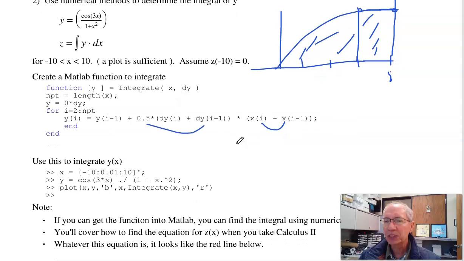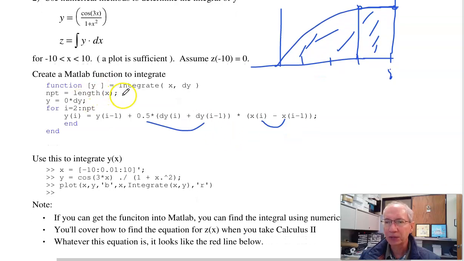What that means is once I have that function in Matlab, I can use it. So I'll input my function x. So x goes from -10 to +10. y is cosine of 3x divided by 1 plus x squared. You've got to use that dot notation to tell Matlab, don't treat this like a matrix. Treat that as 2,000 separate numbers. Then compute the integral and then plot it.